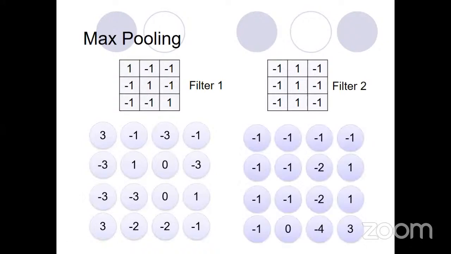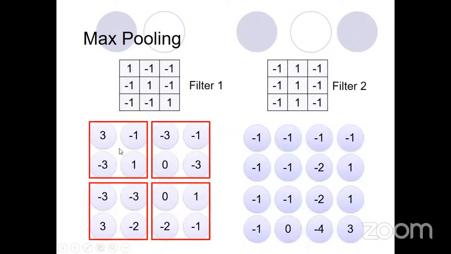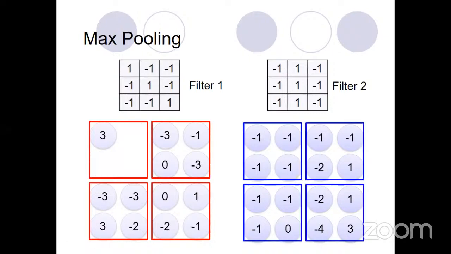You take an input image, you apply a pooling operation, you take every 2 cross 2, and you take the maximum value out of it. So you take this 2 cross 2, maximum is 3. Similarly here, the maximum value would be 0, here it will be 3, here it will be 1. Same here, 3 0 3 1.